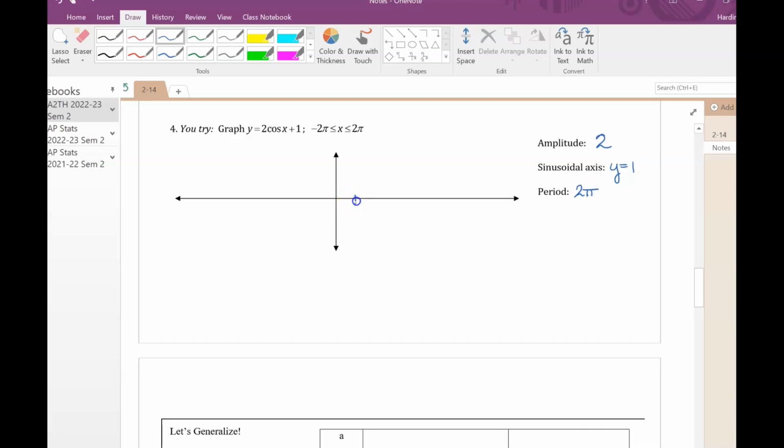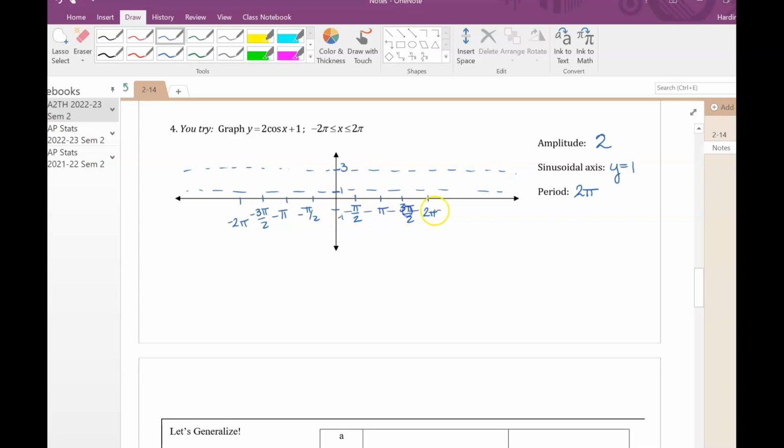So I'm going to label out critical values, pi, 3 pi over 2, 2 pi. And this says to graph from -2 pi to 2 pi. So I'm going to put some critical values back this way too. Whoops, forgot my negative. -3 pi over 2, -2 pi. The new sinusoidal axis is at 1, so this will be the center of the graph. The amplitude is 2, so that means the maximum will be 3. And the minimum is going to be -1.